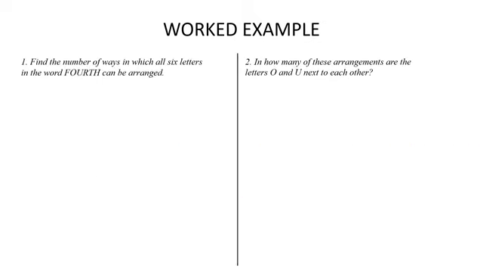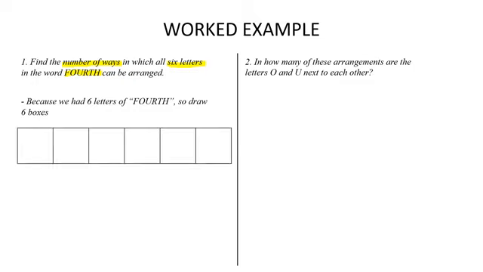Okay, now we see some worked examples of permutation. We would like to find the number of ways in which all 6 letters in the word FOURTH can be arranged. So how? Because we have 6 letters in FOURTH, we draw 6 boxes like this.